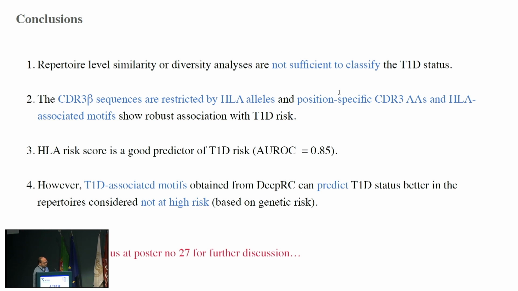So to conclude this talk, we have found that repertoire-level similarity and diversity analyses are not sufficient for classifying type 1 diabetes status. And we also observed that CDR3 sequences are restricted by the HLA alleles. And then we have identified the motif as well as the position-specific CDR3 amino acids which are associated with type 1 diabetes risk. We found that the HLA risk score is a very good predictor of type 1 diabetes, but for the repertoires which don't have a high-risk HLA allele, the deep RC motif can be a good predictor as well.